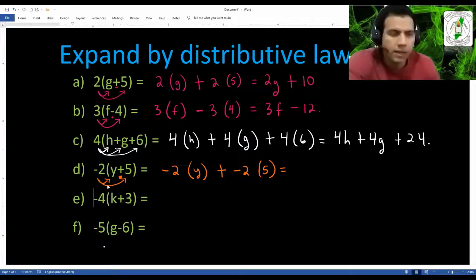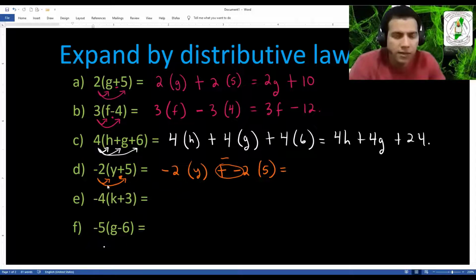Now, this step that I will show you right now is very, very important. When you have 2 signs close by, you circle it and you make one sign. In this case, a positive and a negative make a negative. Okay? Different signs make a negative. So we simplify and we'll get -2y right here. And then -2 times 5 becomes -10. So our answer will be -2y minus 10.